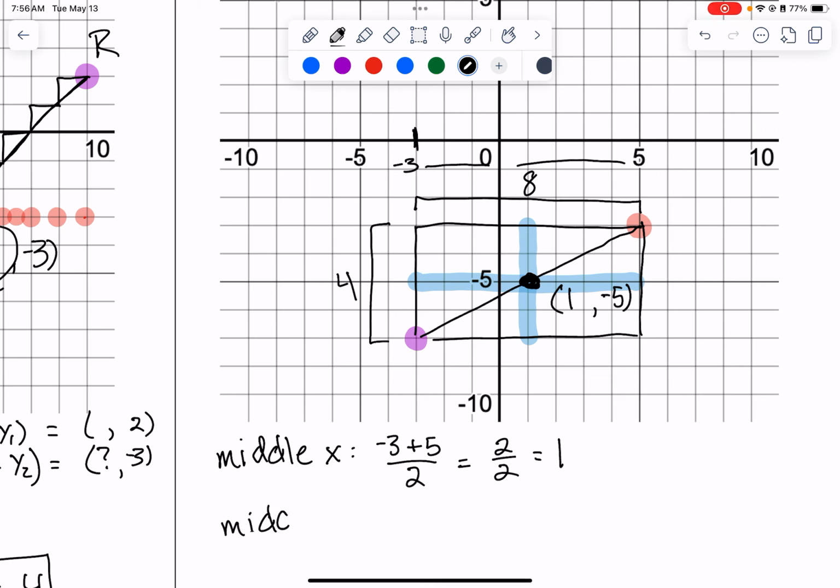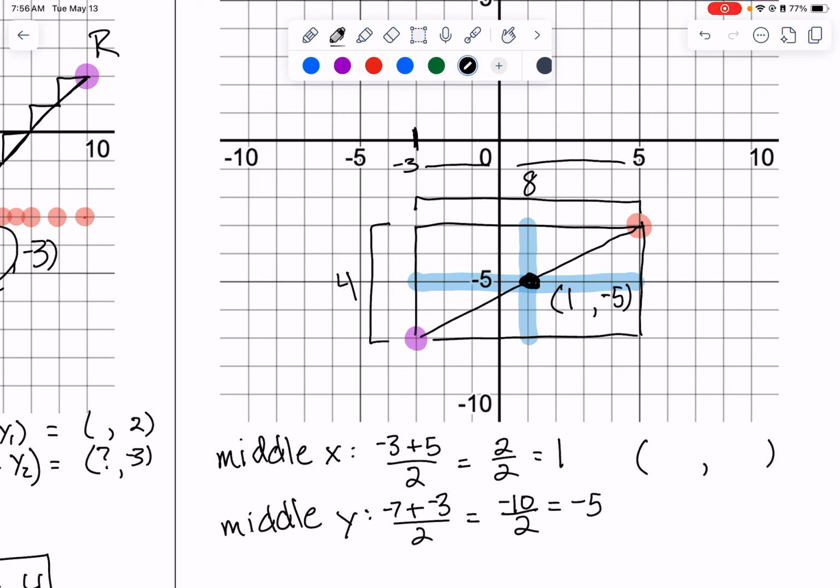My middle y, I could have calculated with a formula as well, where I add two things and divide by 2. My two y values are a -7 and a -3. Put those together, that gives us -10, but we still have to divide by 2. And that gives me the -5. So my x and y for this midpoint of the segment is going to be 1 for the x and -5 for the y.